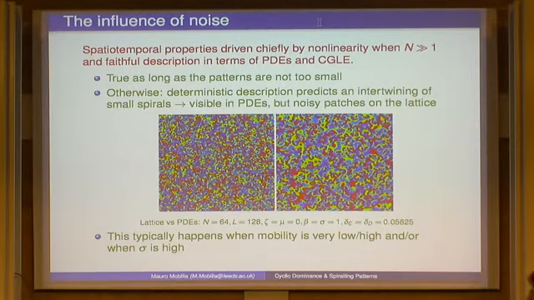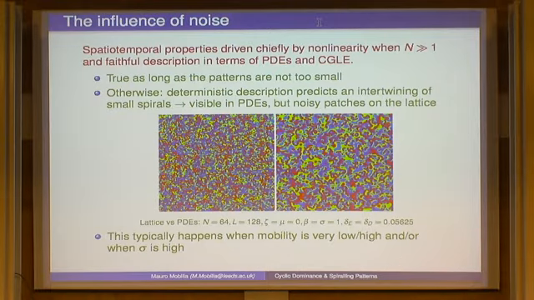Perhaps the very last thing I wanted to tell you is about the role of noise. So up to now, I essentially said very little about noise in this metapopulation treatment, right? And all that I told you comes essentially from the analysis of this PDE obtained from the CGLE. And this is fine, and as I try to argue, useful and faithful, provided that the patterns are not too small. What does it mean? Well, this is illustrated here.